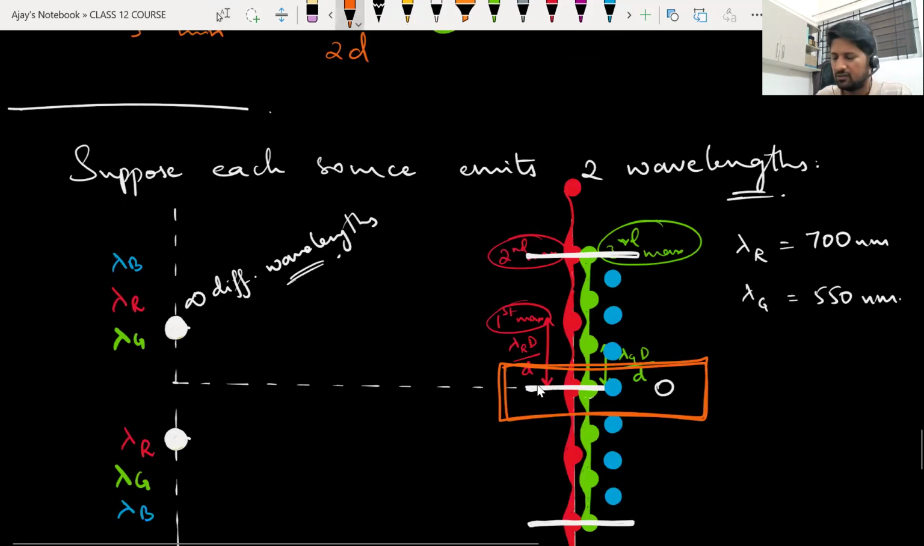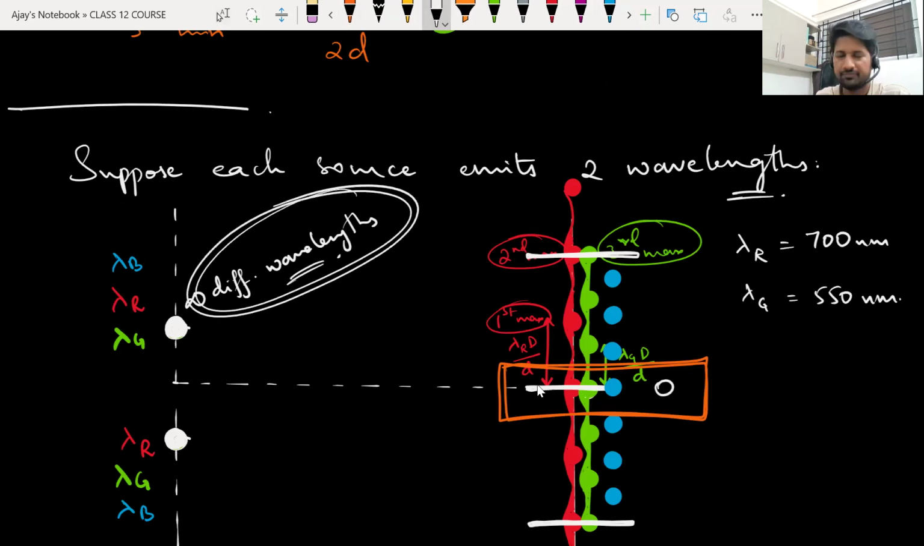Yes, sir. Okay. Now add a fourth wavelength, a fifth wavelength. Add all 7 colors of the visible spectrum. Actually, the visible spectrum has infinite colors, but we say there are 7 colors, VIBGYOR. Add all colors. What you see is white. Okay.